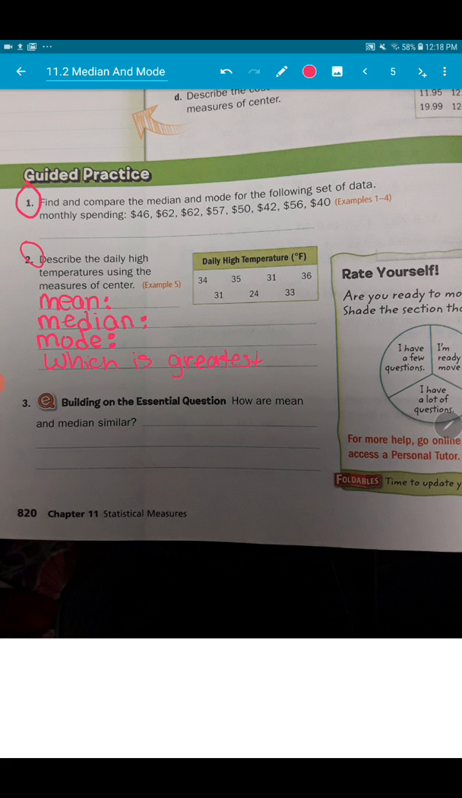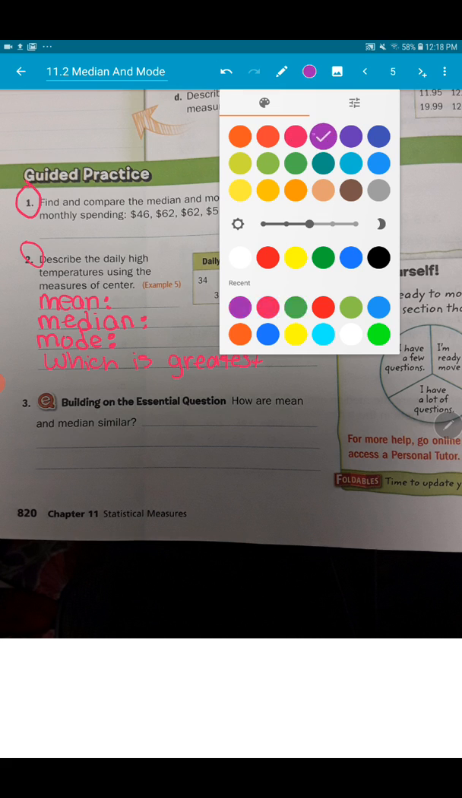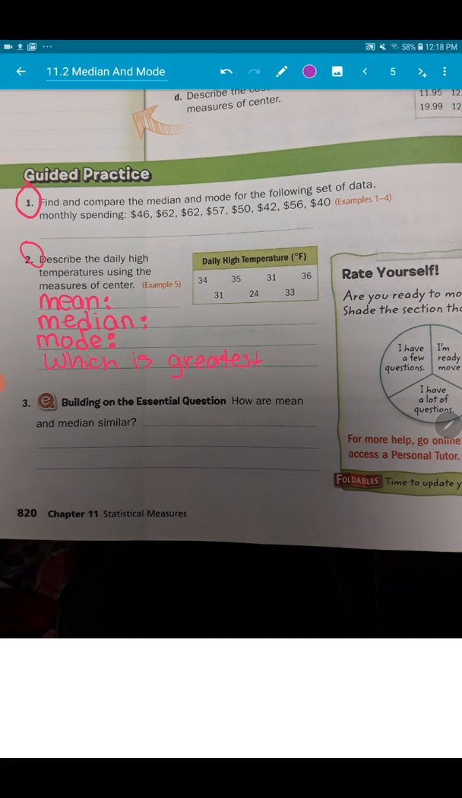All right, I'm going to start going through this. If you are not finished, please go ahead and pause the video. So number 1 says find and compare the median and mode. So first you need to order them from least to greatest. So it looks like our least is 40, then 42, 46, 50, 57.